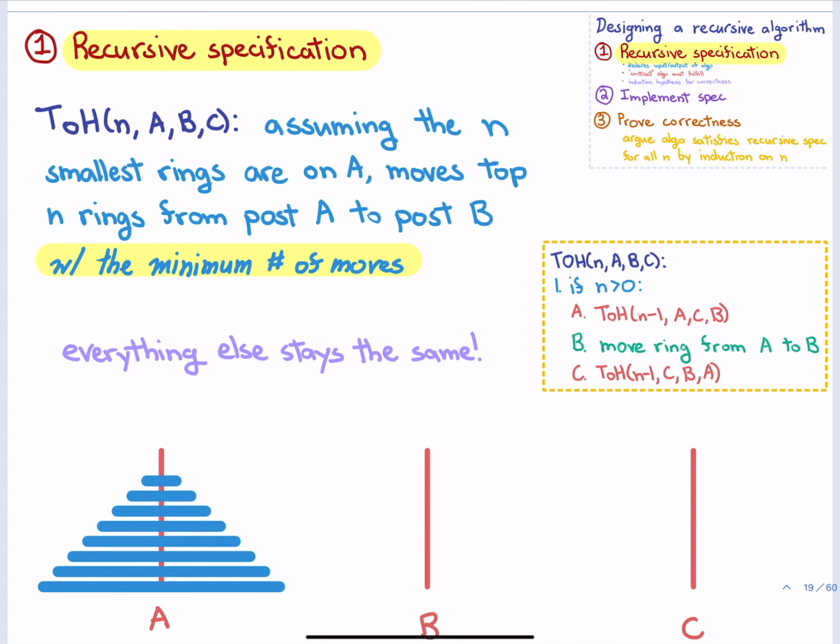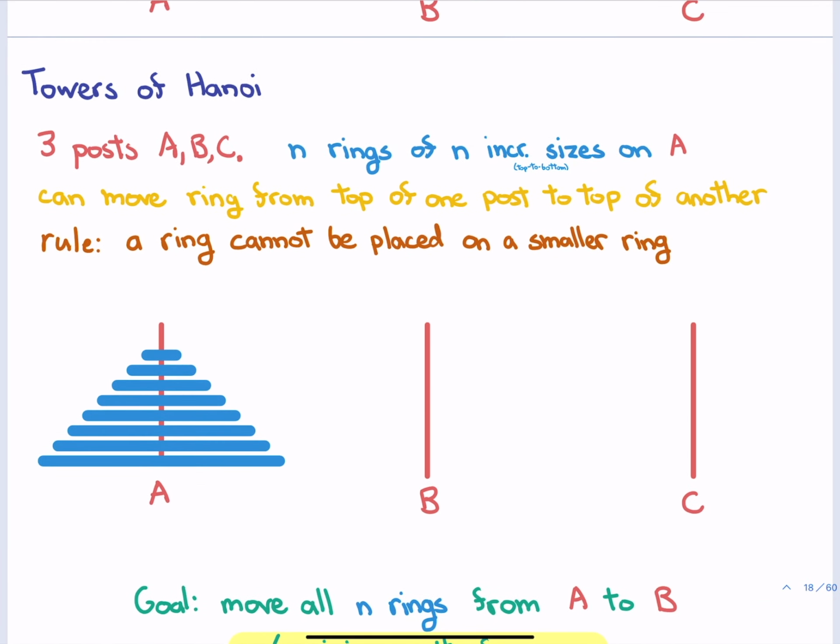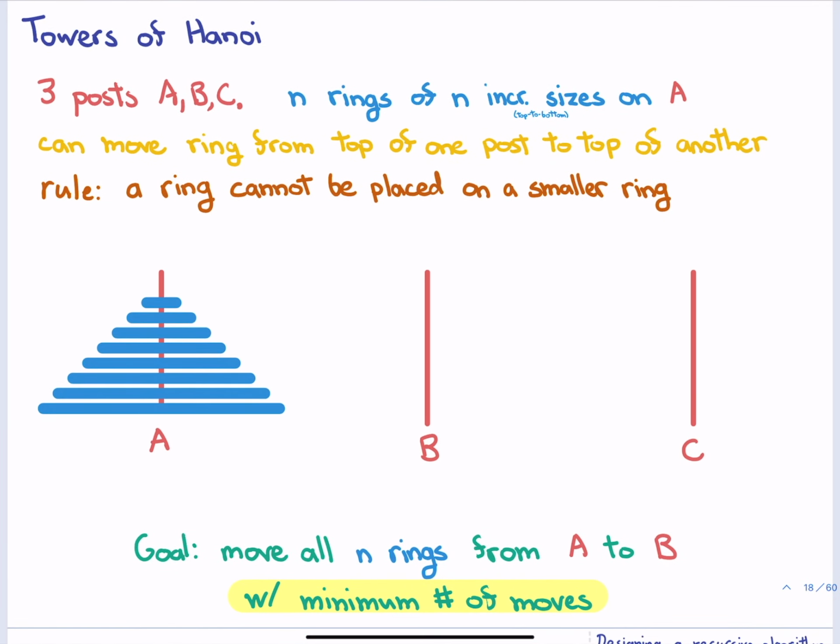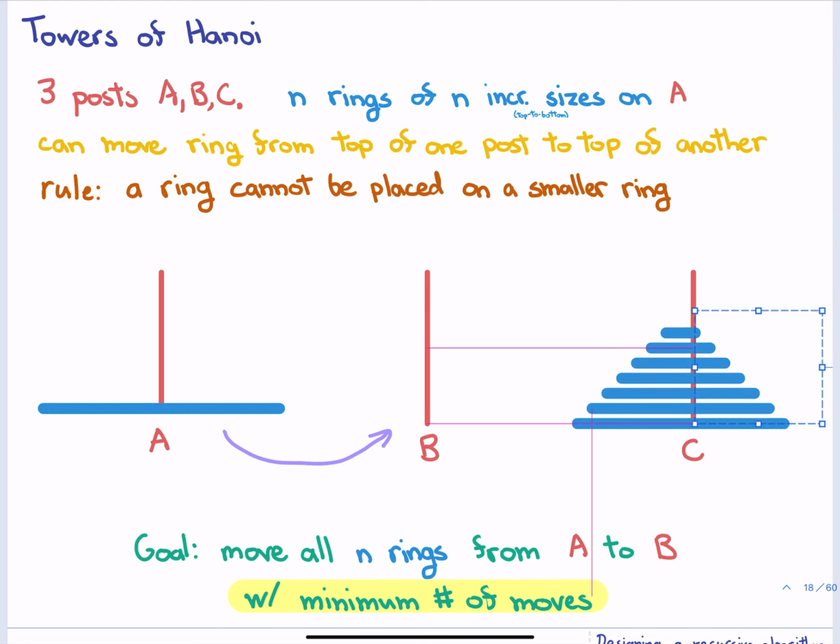Okay, so n equals 0, we feel okay, right? And now let's look at the general case when n is bigger than 0. I know that in order to move the bottom ring over from A to B, those top n minus 1 rings have to be out of the way. That's the only way to do it, right? So we have to at least move these n minus 1 rings over.